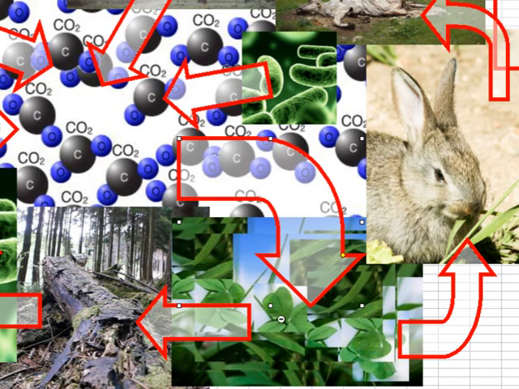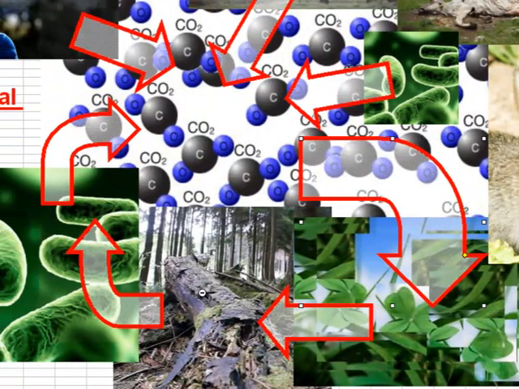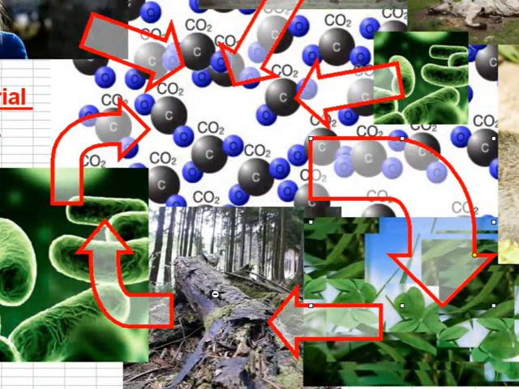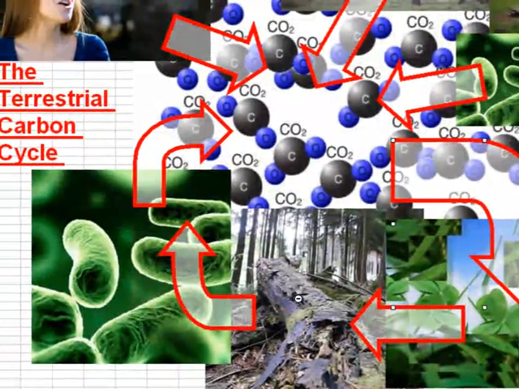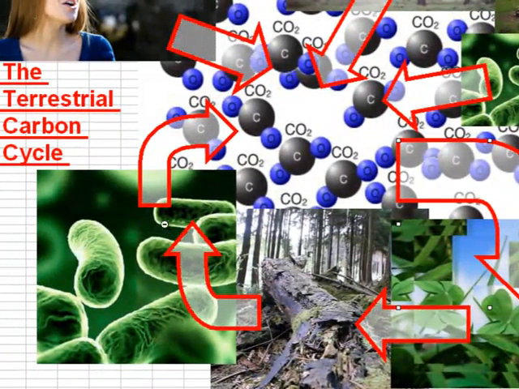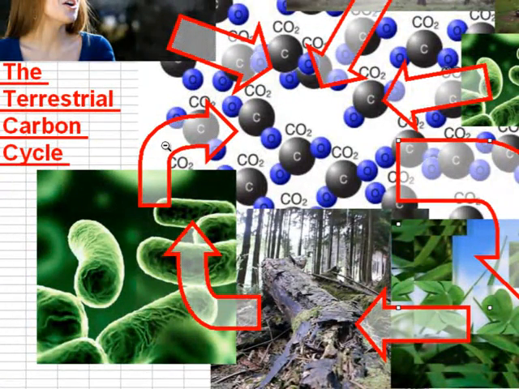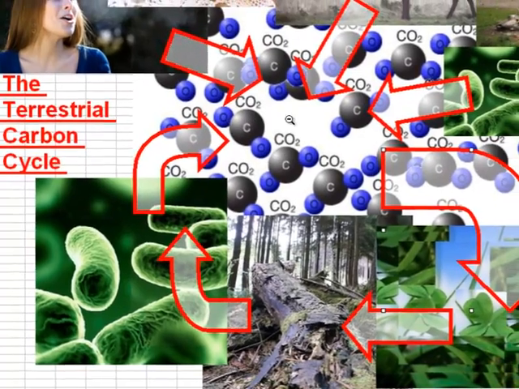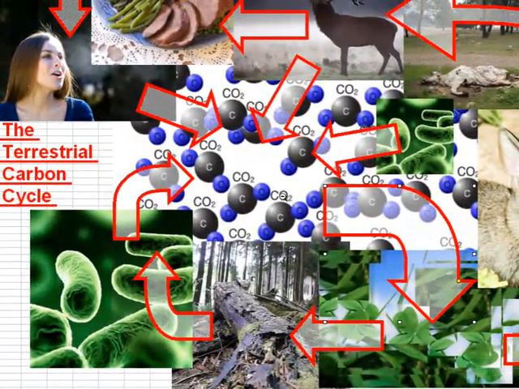So the plants grow, and some plants will grow into big trees, and perhaps the tree will then die. And when the tree dies, the bacteria will eat the tree, and the bacteria will respire, or breathe, out carbon dioxide, and that carbon dioxide will go back into the atmosphere again. So that's a cycle here.